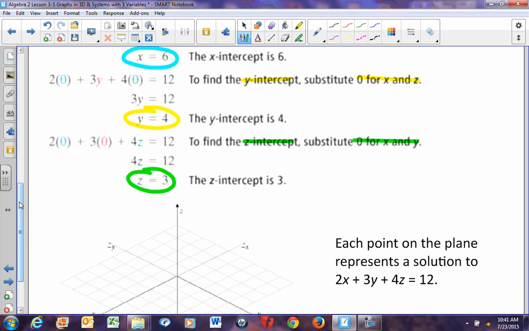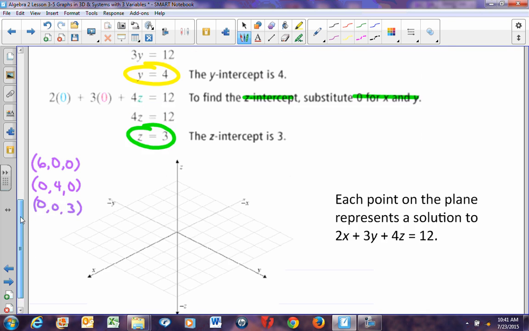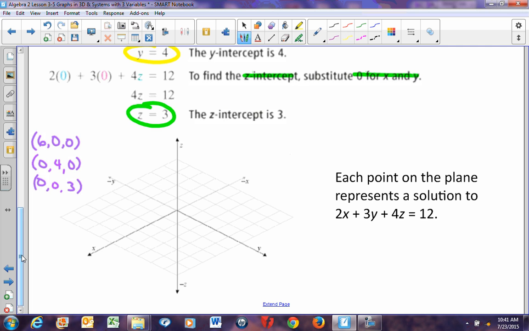We're going to have the point where the x-intercept is 6. So that's going to be the point 6, 0, 0, because the y and z-intercept are 0. The y-intercept is 4, you're going to have 0, 4, 0. And the z-intercept is 3, so you're going to have 0, 0, 3. So these are the 3 points which you need to plot on your graph paper.